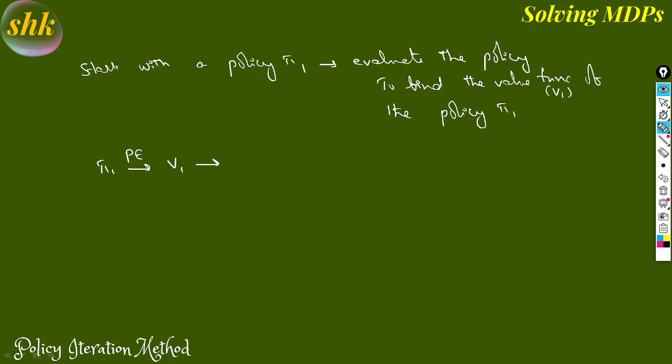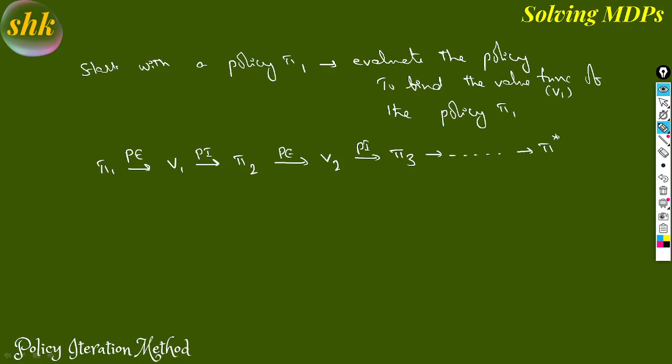By using this value function, we go for improving the policy. Then we obtain a new policy pi 2. Again, we do policy evaluation to get the new value function v2. Based upon v2, we go for policy improvement to get the new policy pi 3. This process continues until we obtain the optimal policy, pi star.